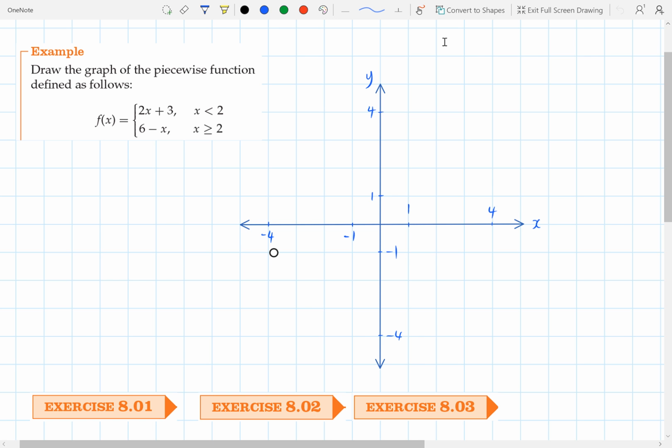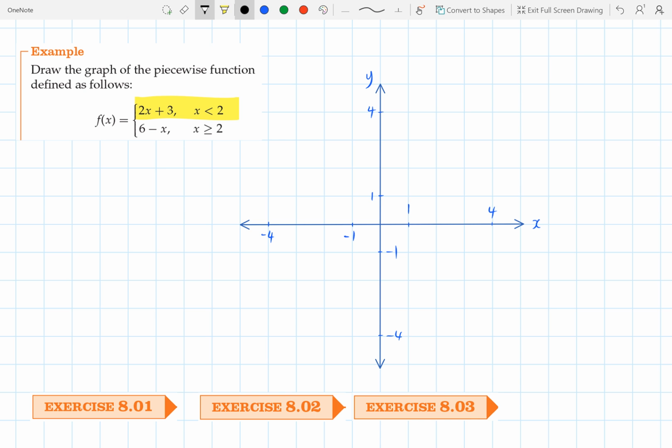Hi everyone, in this example we're looking at the graphs of piecewise functions. So a piecewise function is simply a function that is made up of two different graphs across two different domains. And basically you just graph one at a time. So let's start with this top one here, and that works for when x is bigger than 2.